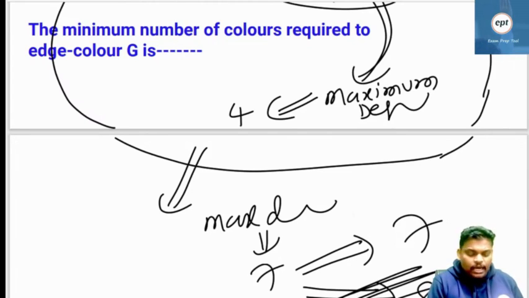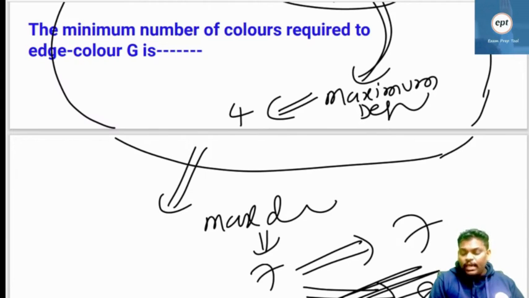Answer is 8. See, answer is always either MD or MD plus 1. Only 2 models are there. Answer is always MD or MD plus 1. Only 2 answers. There is a debate: is it MD or MD plus 1?